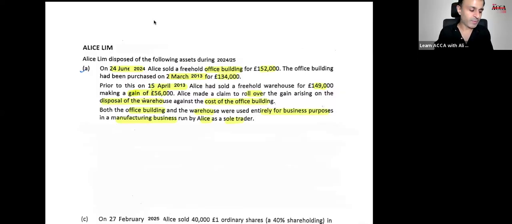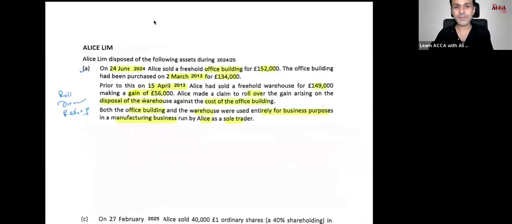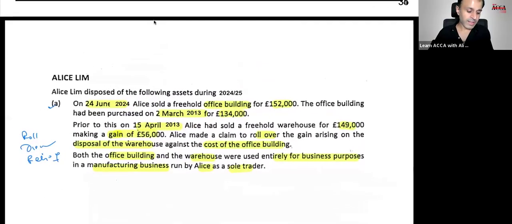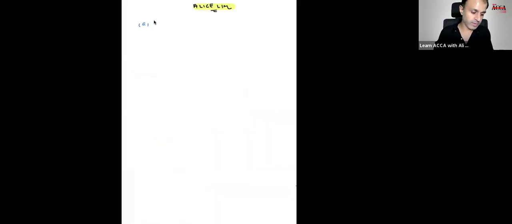This question is totally focusing on rollover relief. And I will take this moment to revise it. So many times in the course we've done this rollover relief, and we'll take this moment to revise it one more time. We have to see what happens first. This is an event which happened earlier on. They say that prior to this, Alice had sold a freehold warehouse for 149,000. So we have to respect what happened first, and then we will go back to the other one after. So the freehold warehouse is disposed of first.